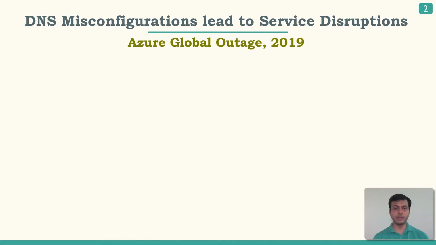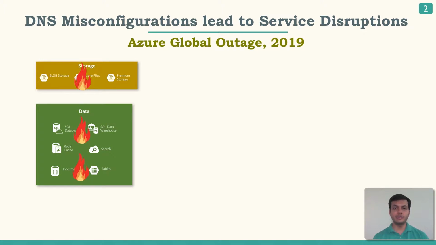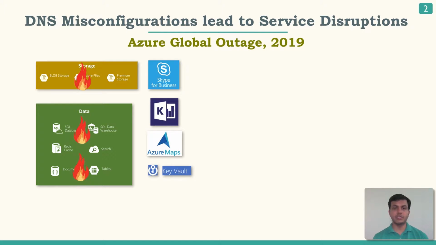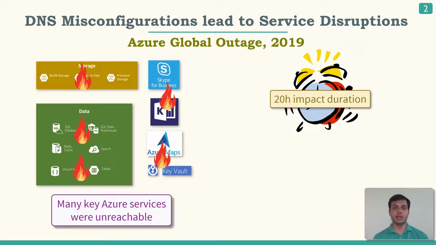Microsoft Azure suffered a global outage due to DNS as some of their users were unable to resolve names related to database and storage. In addition to these services, other Azure services which were dependent on services hosted on database and storage were also in turn affected, so this had a cascading effect, and the impact lasted for around 20 hours due to caching and other effects.